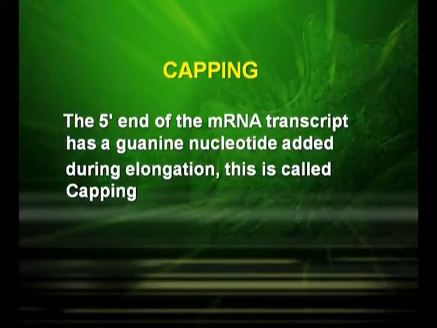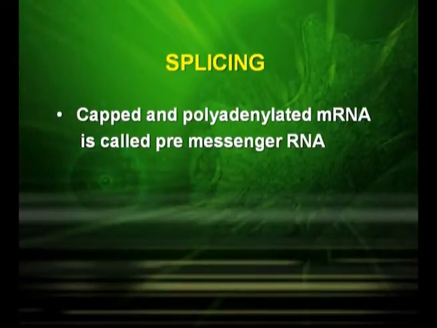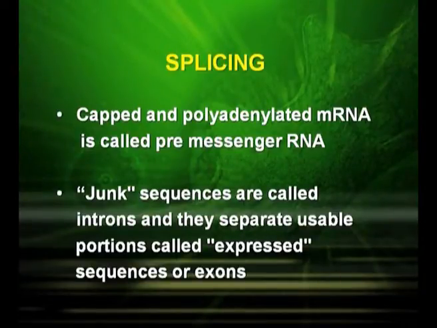The second modification is polyadenylation. At termination, the protein removes the mRNA transcript and adds about 200 adenines to the 3' end, and this is called polyadenylation. And the third modification is splicing. The capped and polyadenylated mRNA is called pre-messenger RNA. The introns that we have seen are the junk sequences, and they separate usable portions which are the expressed ones, that we call the exons.